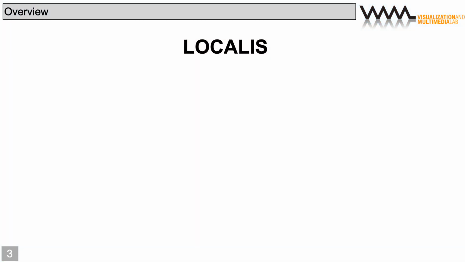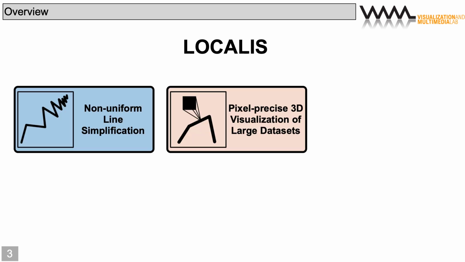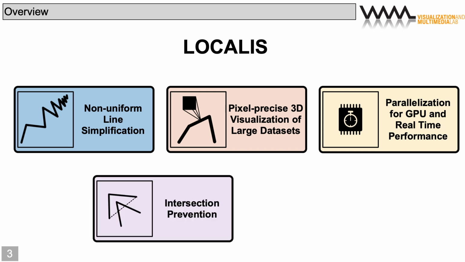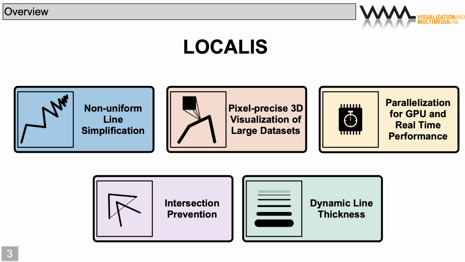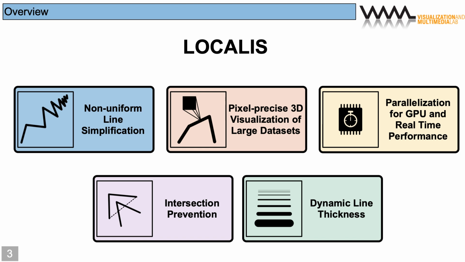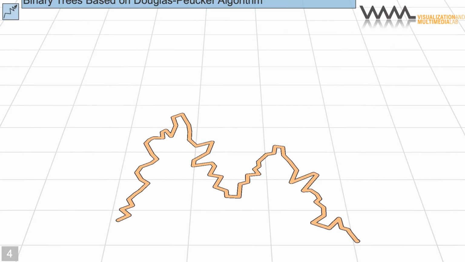To tackle this challenge, we have developed LOCALIS. LOCALIS simplifies lines non-uniformly, is based on a pixel-precise visualization technique for large vector line datasets, takes advantage of the GPU parallel computing power to run in real time, prevents unwanted intersections, and dynamically changes the thickness of the lines to reduce the clutter. I will explain each of these features starting with non-uniform line simplification.